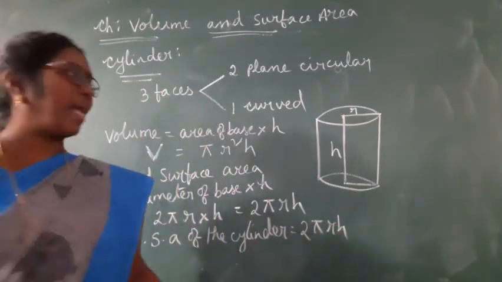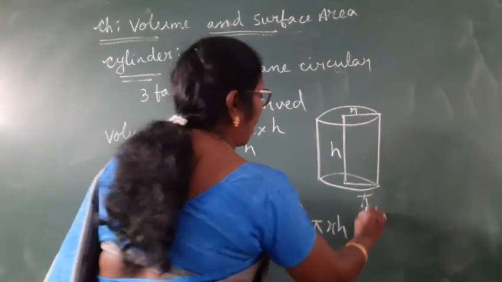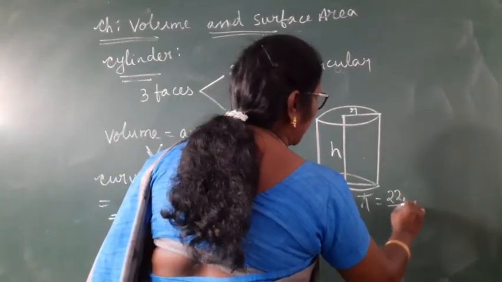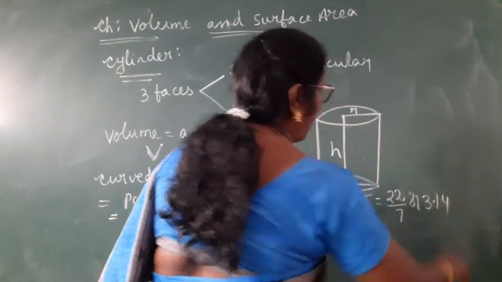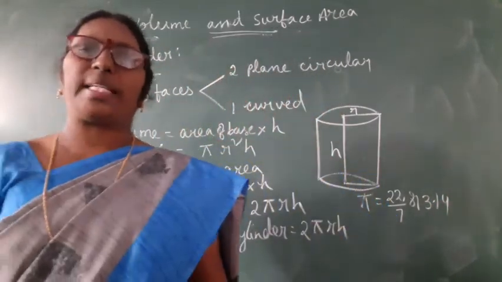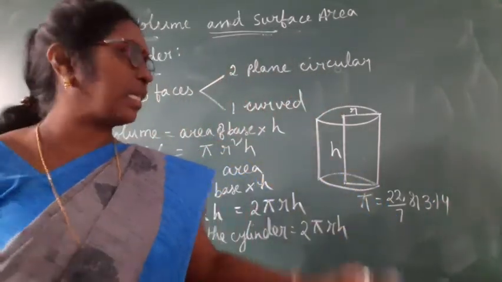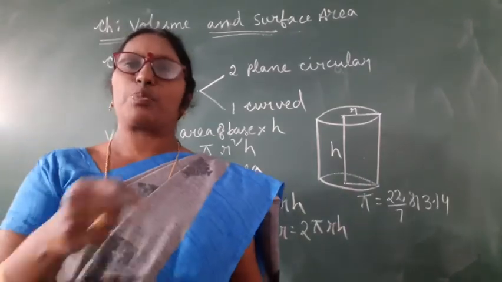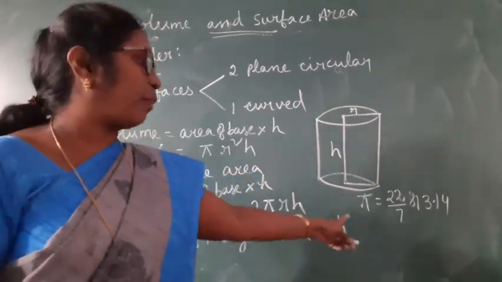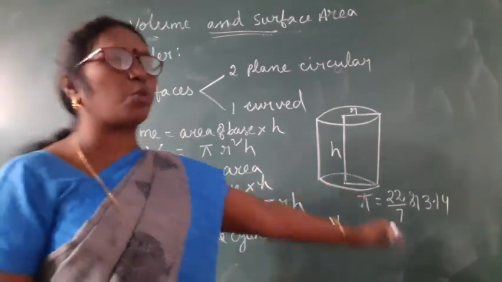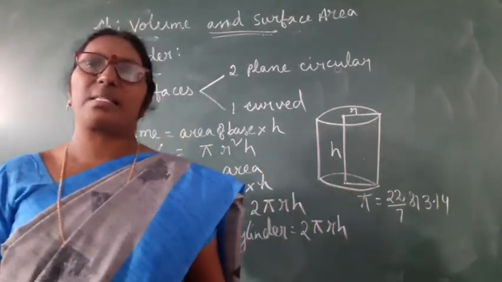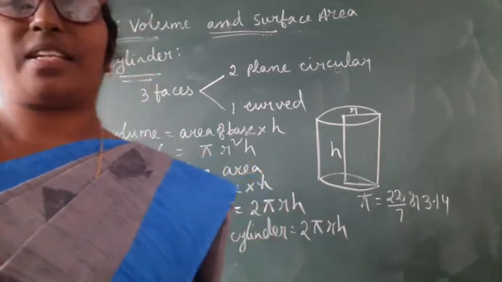And the pi value, you can take 22 by 7 or 3.14. But always take 22 by 7 unless it is specified. If it is specified or mentioned, you have to take pi equal to 3.14. Otherwise, always take the value of pi as 22 by 7.